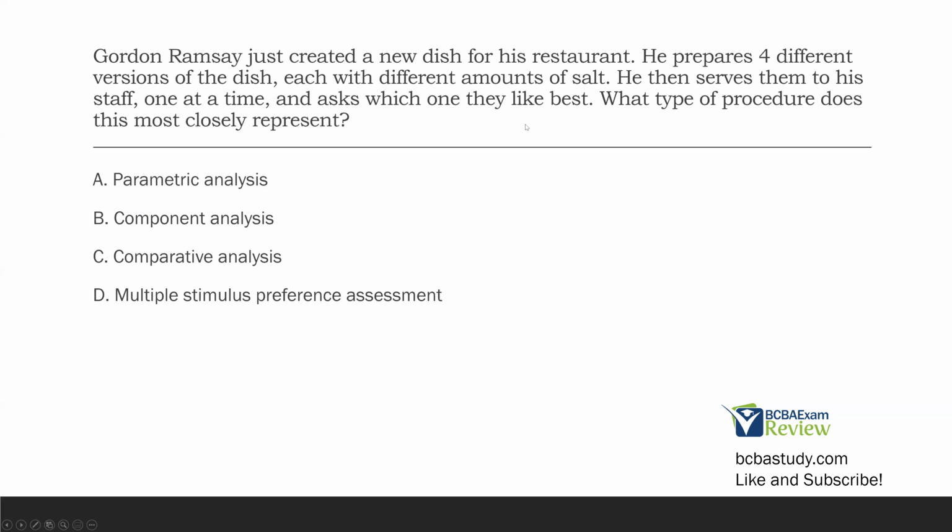Gordon Ramsay just created a new dish for his restaurant. He prepares 4 different versions of the dish, each with different amounts of salt. He then serves them to his staff one at a time and asks which one they like best. What type of procedure does this most closely represent?